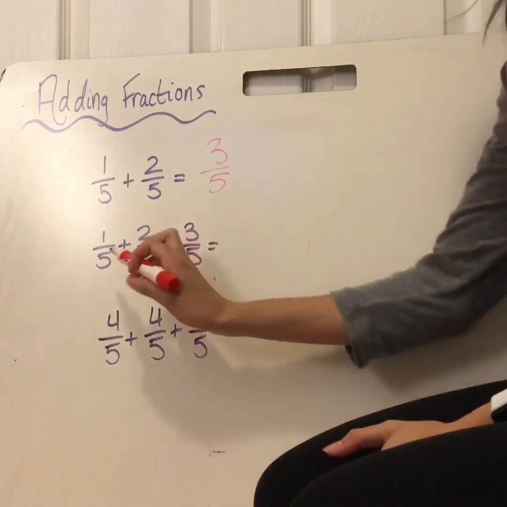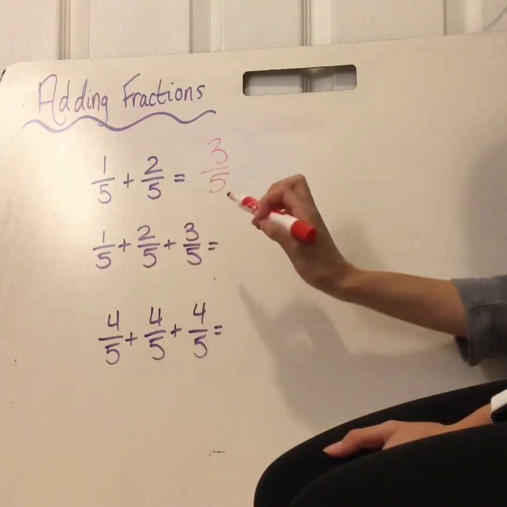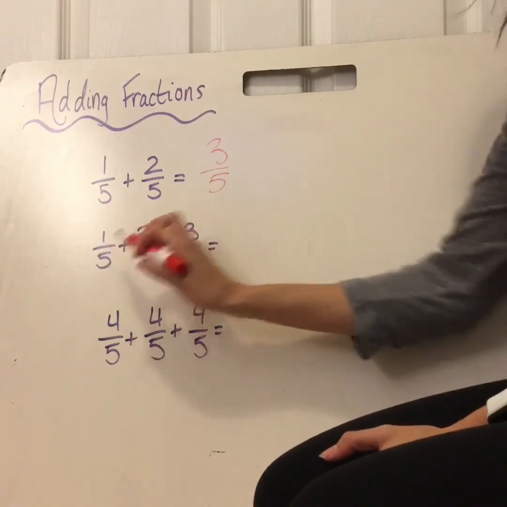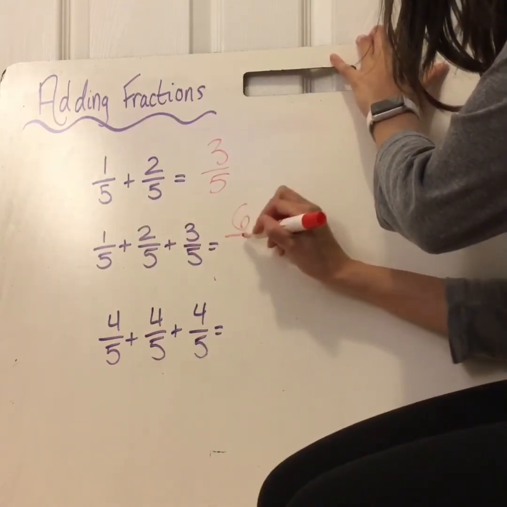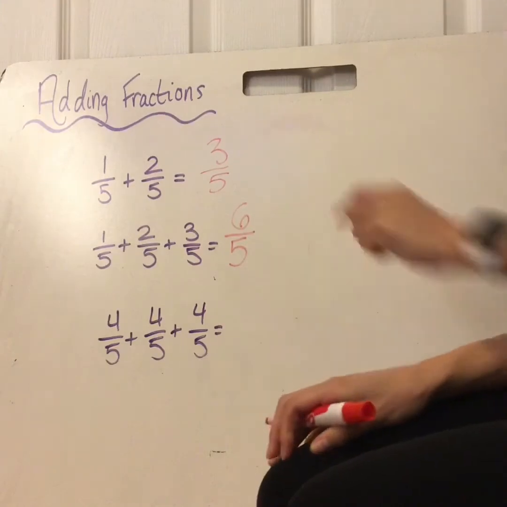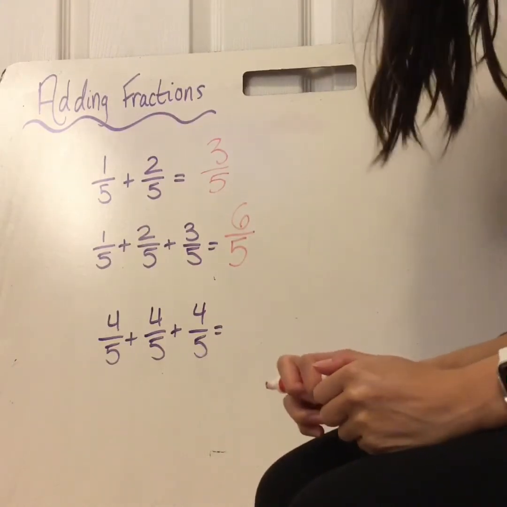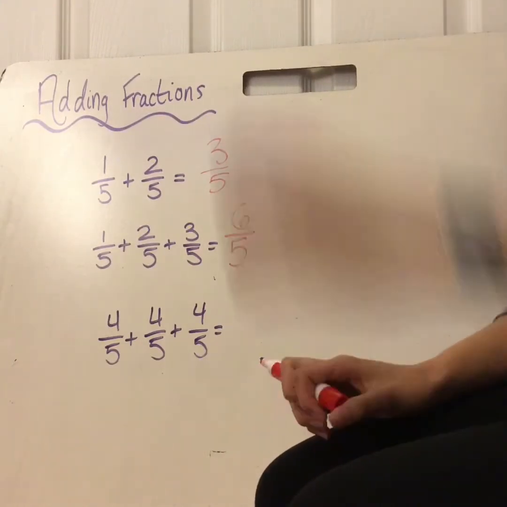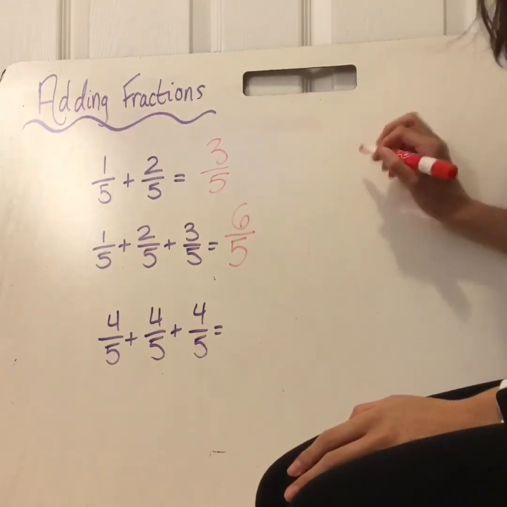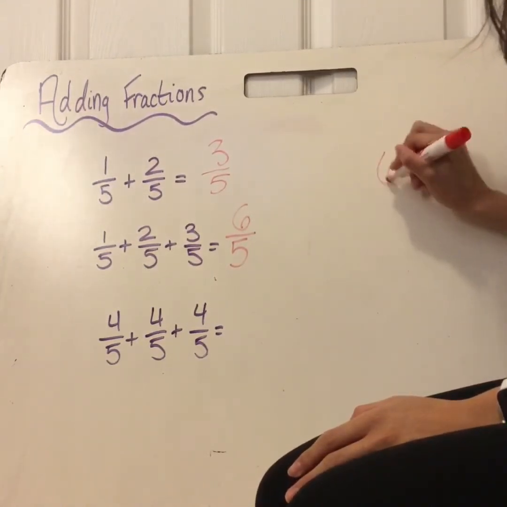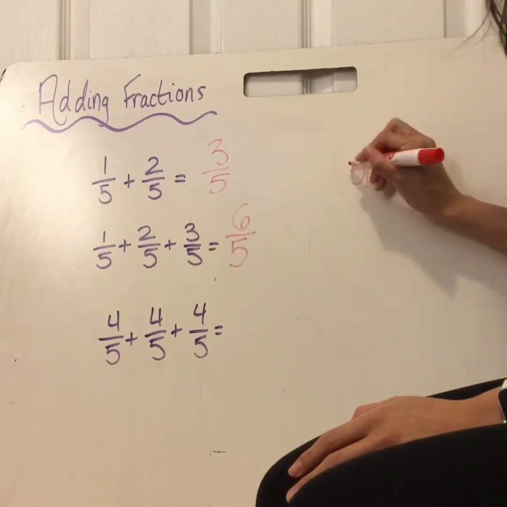The next problem, we're adding 1/5 plus 2/5 plus 3/5. 1 plus 2 plus 3 equals 6/5. Now this is an improper fraction, so we have to make it into a mixed number. So what we're going to do is think, how many times can 5 go into 6? Or divide 6 by 5.